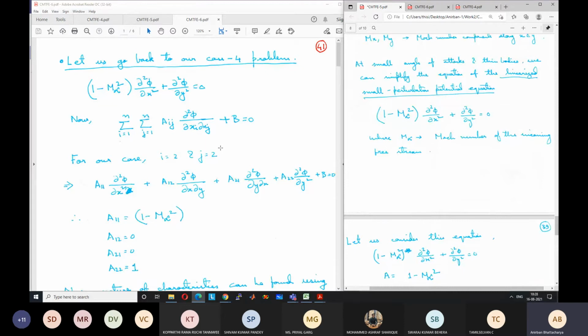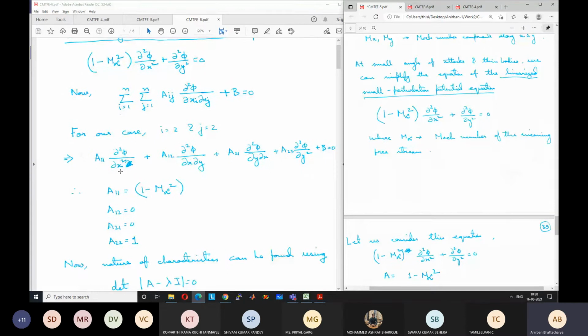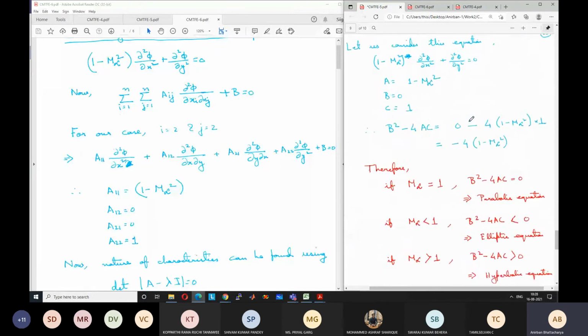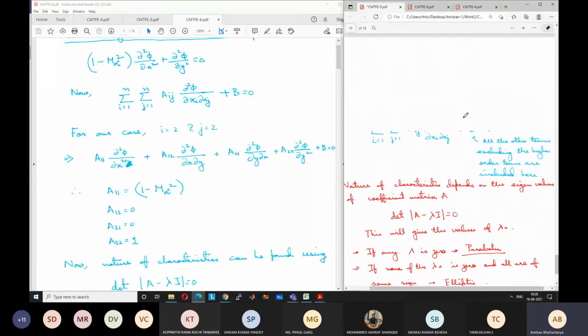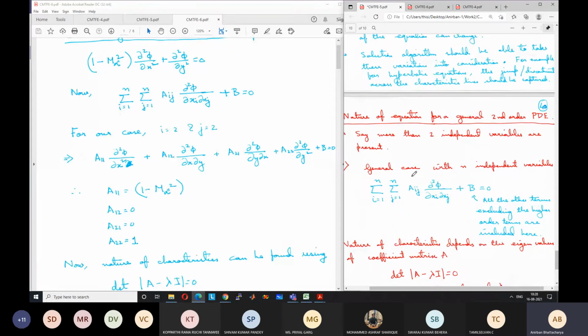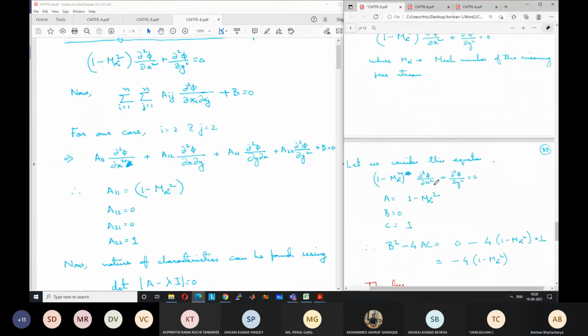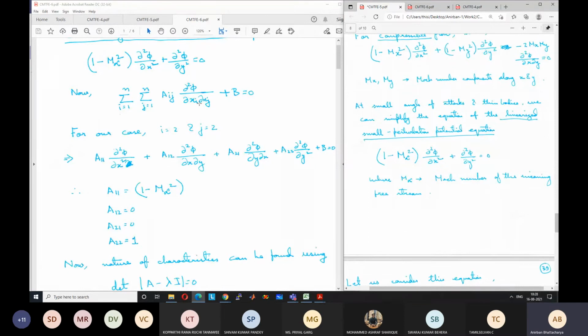So we have here i equal to 2 and j equal to 2 because there are only two variables, right? So n is equal to 2, so i goes from 1 to 2 and j goes from 1 to 2. So we can write this equation as a11 del squared phi by del x squared plus a12, like what is the general equation we had just now discussed. This is the equation, right? General equation. Let me just keep this open. So a11 del squared phi by del x squared plus a12 del squared phi by del x del y plus a21 del squared phi by del y del x plus a22 del squared phi by del y squared plus b equal to 0.